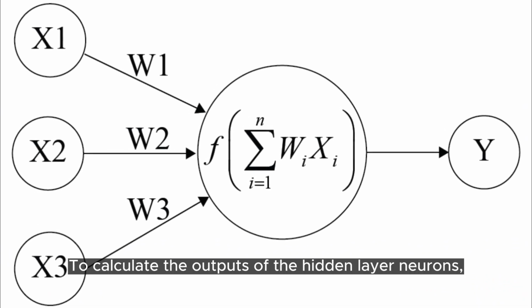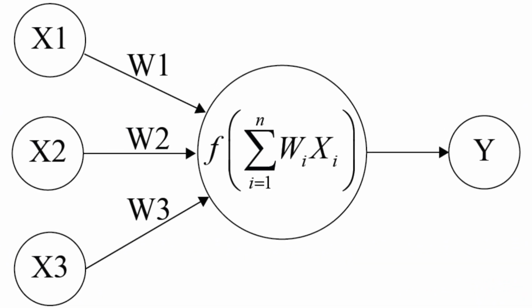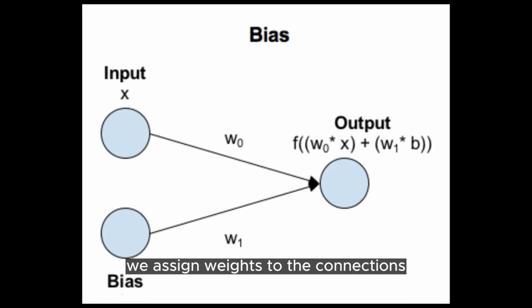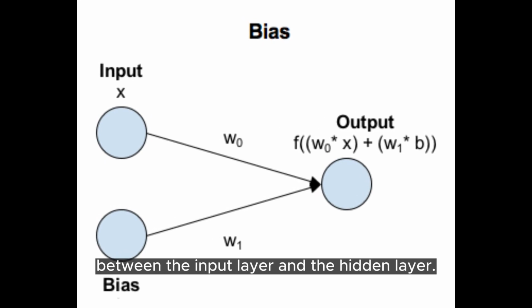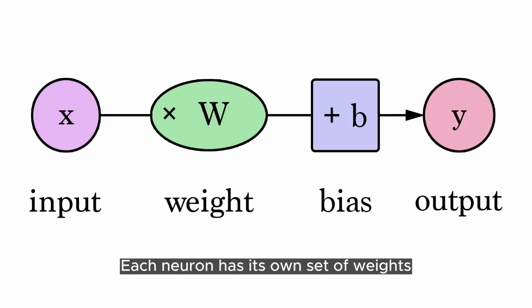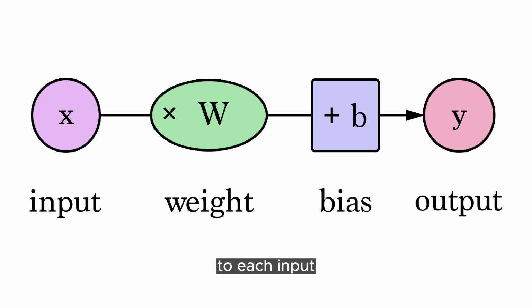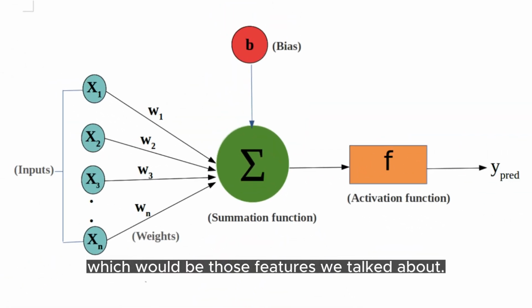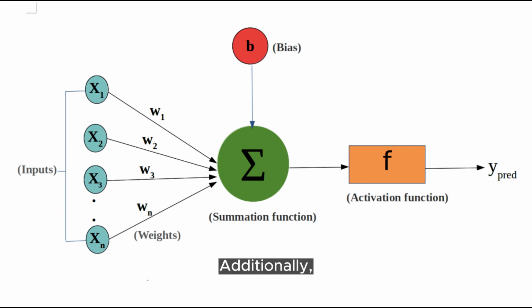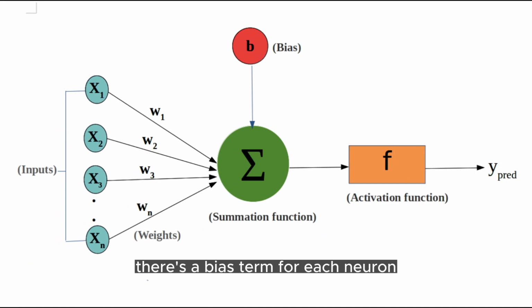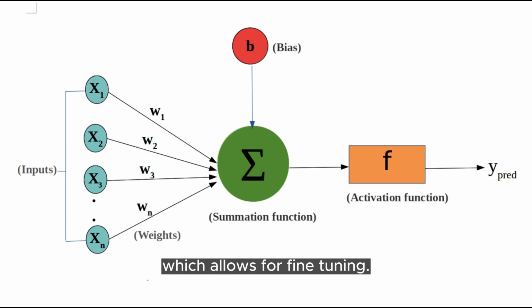To calculate the outputs of the hidden layer neurons, we assign weights to the connections between the input layer and the hidden layer. Each neuron has its own set of weights, representing the strength of its connections to each input, which would be those features we talked about. Additionally, there's a bias term for each neuron, which allows for fine-tuning.